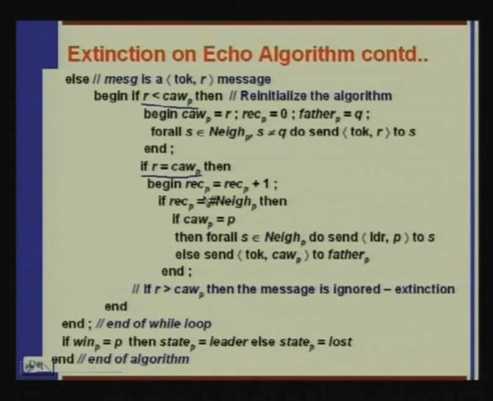So, it increases REC P by 1 because it has got now another token message of the same wave. It checks whether REC P is equal to number of neighbors of P. Now, if so, then if CAWP is equal to P, then for all S belonging to neighbors it sends LDR P to S. Now, let us understand this part carefully. Which is the node which is going to discover this?